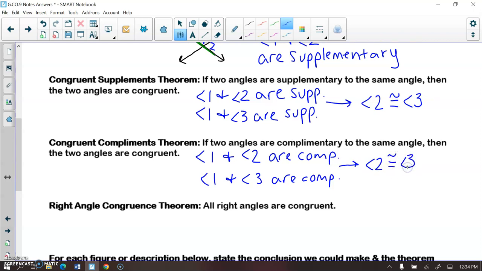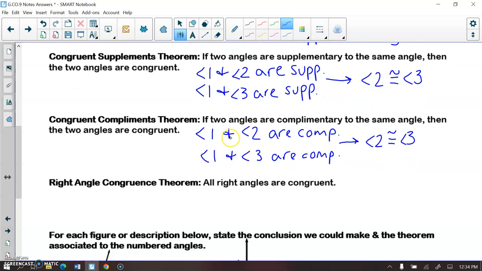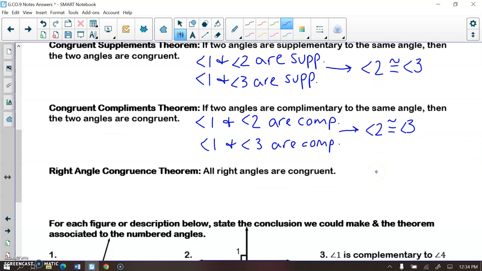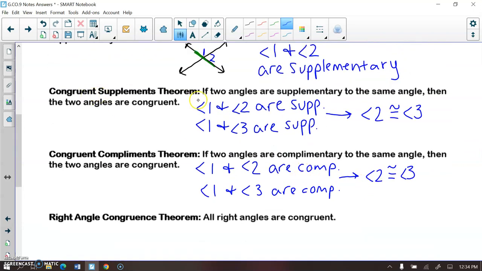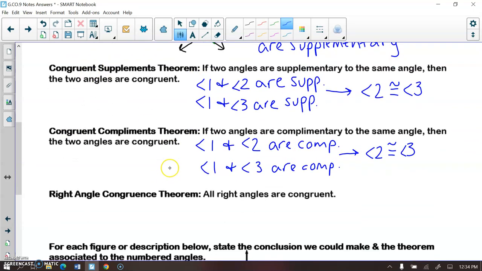congruent complements theorem. Because, for example, again, let's say angle 1 is 10 degrees. That means that angle 2 and 3 would both have to be 80 degrees. And since they're both 80 degrees, that means they're congruent to each other. So this is the congruent supplements and complements theorem.